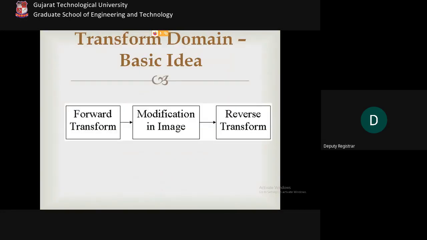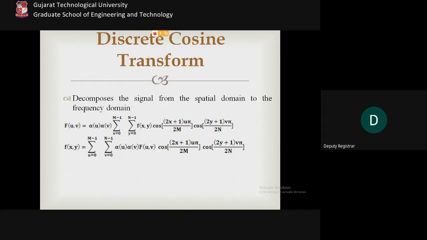So this is what we would require to do in the transform domain modification: forward transform, modification in the image, followed by the reverse transform, right? So there are many transforms. We can start with the discrete cosine transform. These are the expressions.